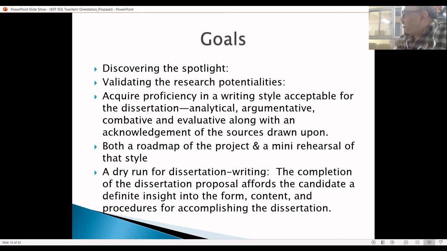Didn't allow him to continue with the PhD. So this is why this word, combative. And of course, evaluative, because whenever in literature we do any kind of research, we are analytical, because we become evaluative.